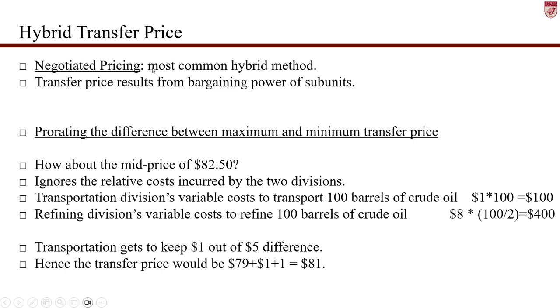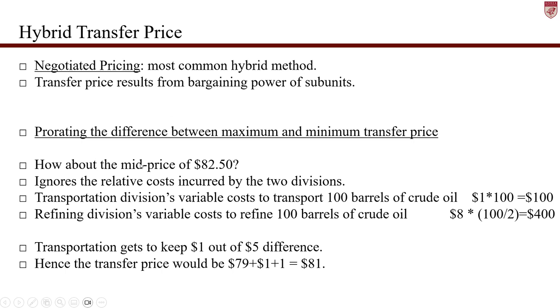Negotiated pricing is one of the common hybrid methods, and it comes from the bargaining power of different subunits. Another way they can set the price within the range is based on a proration. Okay.